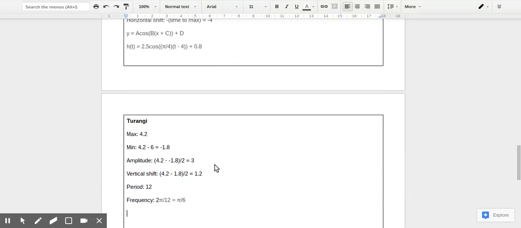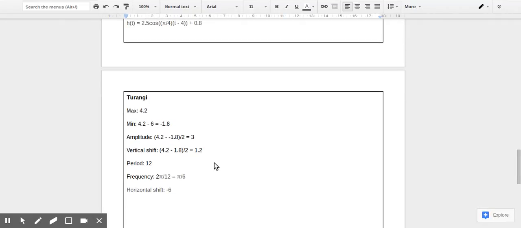And finally, horizontal shift is negative time to the max. So in this case, it's going to be -6. So we have our curve is 3 cos pi on 6 t minus 6, and then plus a vertical shift of 1.2.